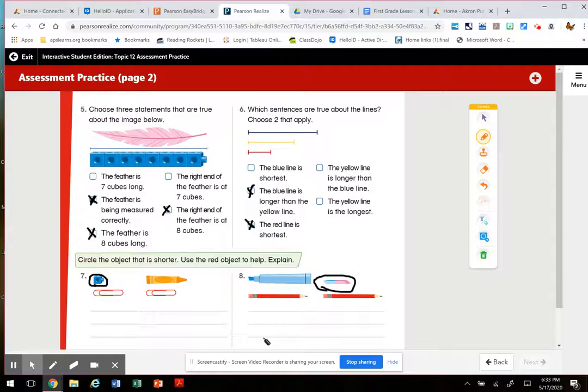So, okay, boys and girls, that's going to conclude topic 12, measuring using objects.